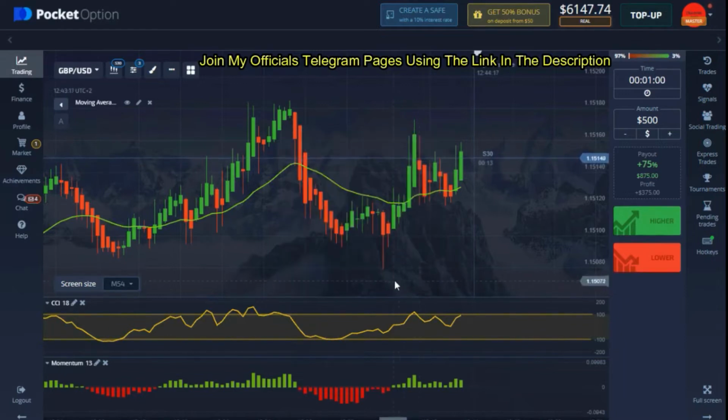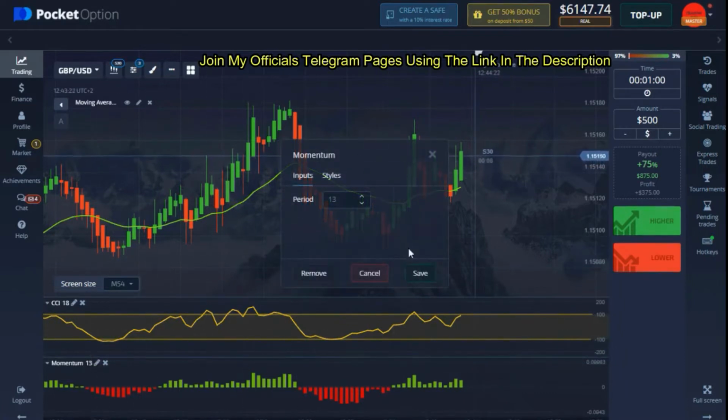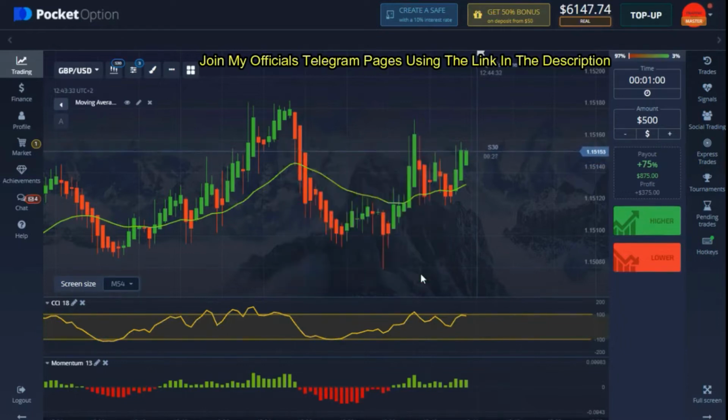The last indicator we're using is called Momentum, with a period of 13. We only change the period to 13. On the style part, we don't need to touch anything, it's the default setting. Just let the up be green and the down be red, and hit save. That's pretty much all we are setting up.